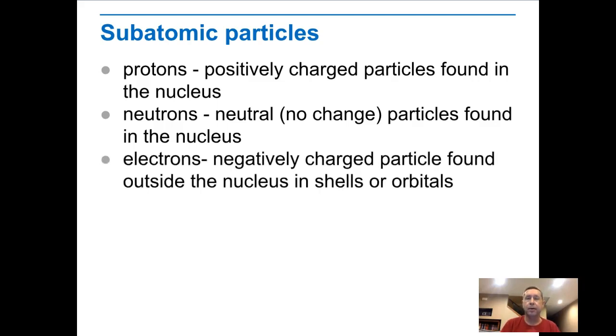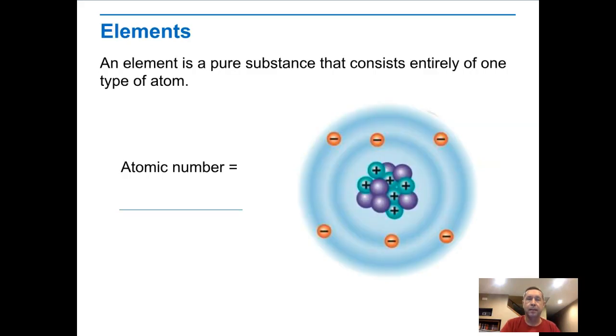Electrons are negatively charged particles found outside the nucleus in shells or orbitals, and they have a mass that's about 1/2000th that of the protons and neutrons. More specifically, it's 1/1840th of a proton. It takes 1,840 electrons to equal the mass of one proton. So they're really, really small, and we don't really consider them when we talk about the mass.